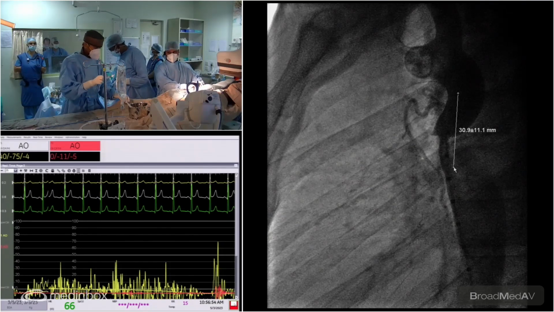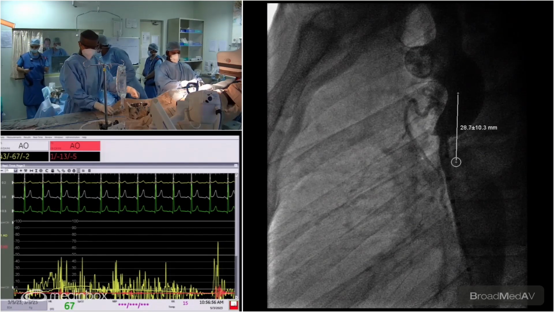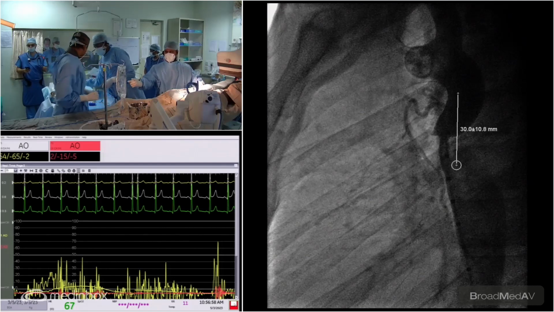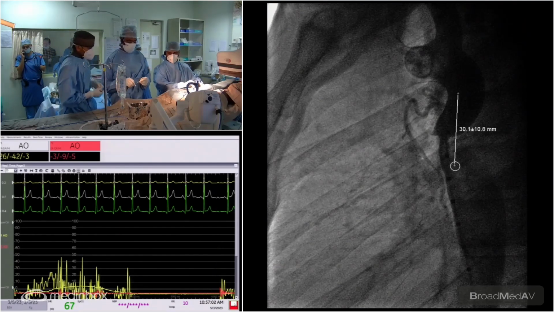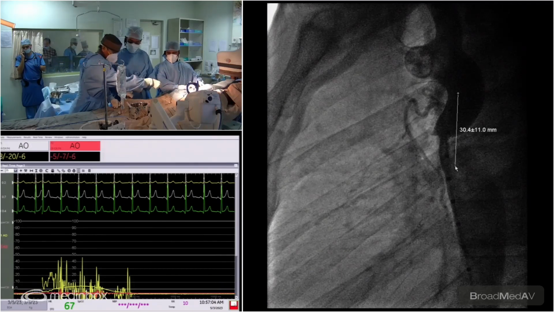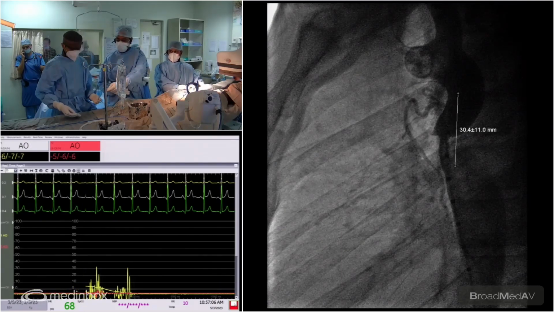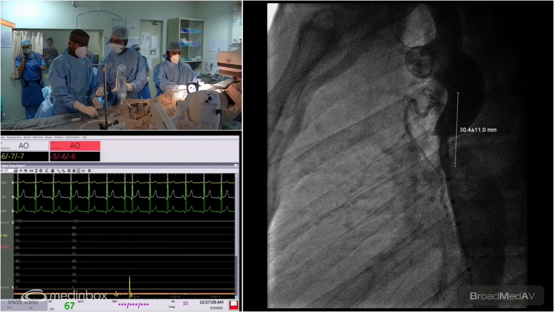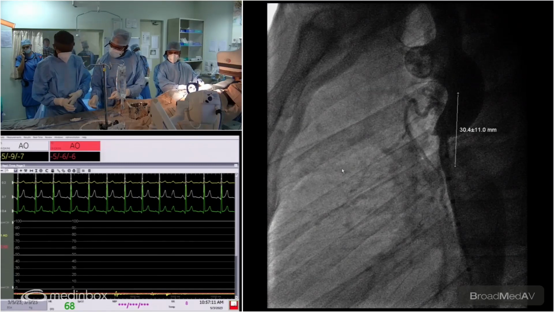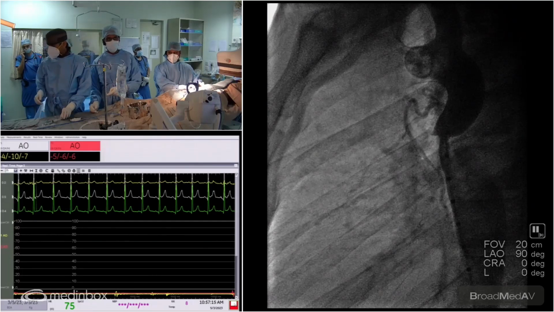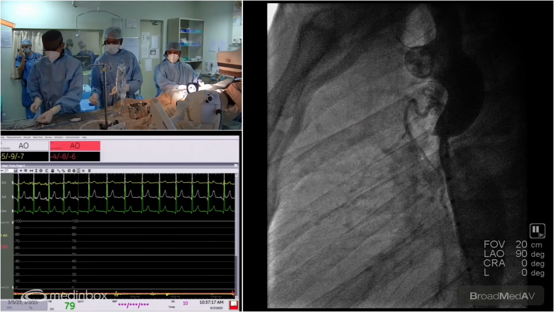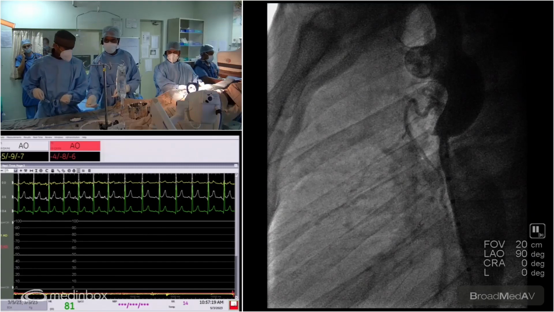We'll make a small nick in the skin. Dry gauze, please, and you get the blade. This is a 10 French dilator. Can I get a 12 French dilator also? Yeah. Run the two angiograms once again, please.